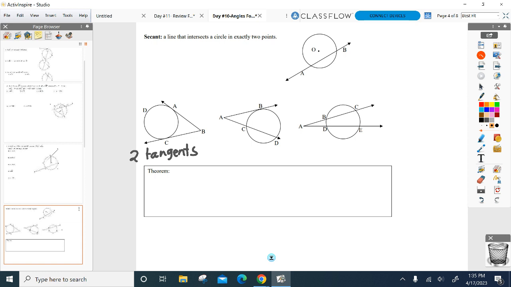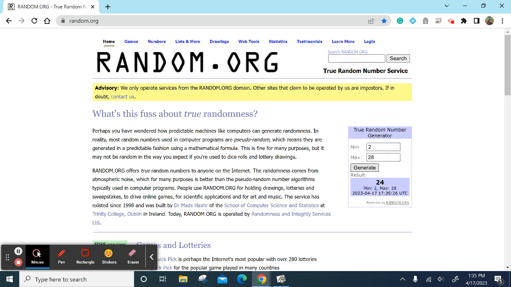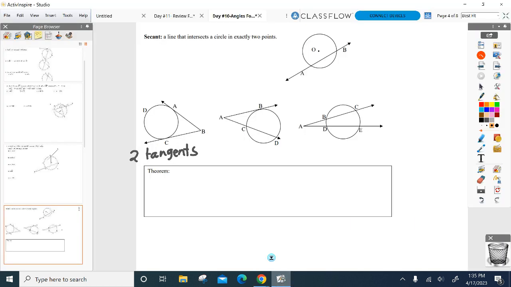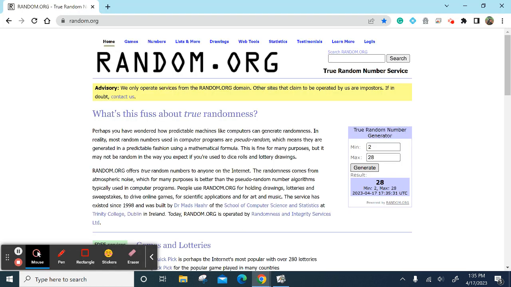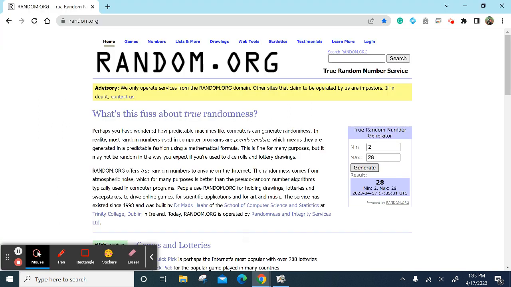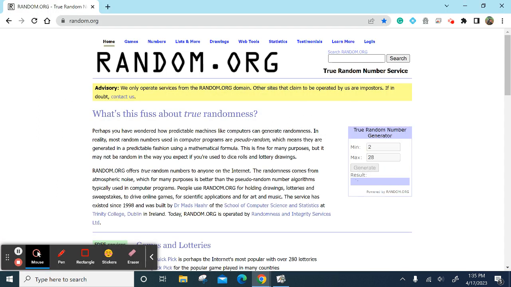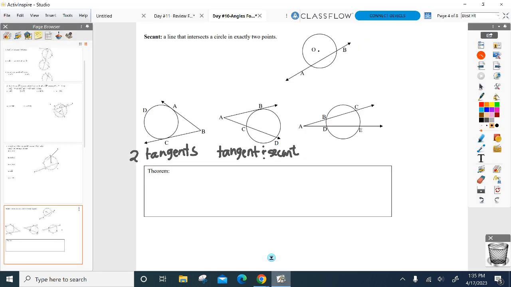Second diagram, angle A on the outside. How is that formed? A tangent and a secant. There you go. Tangent and secant. And then finally, angle A on the third diagram. That angle on the outside is formed by two secants. Good.